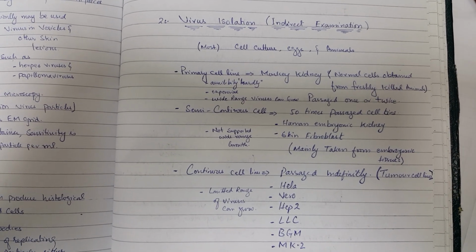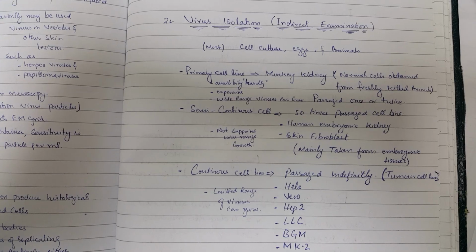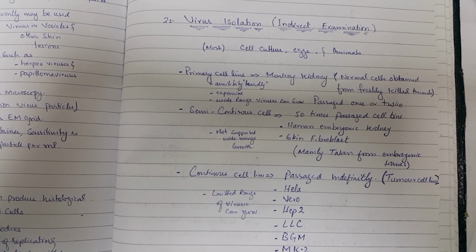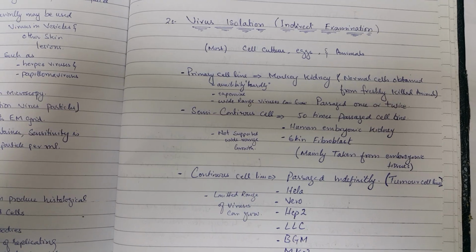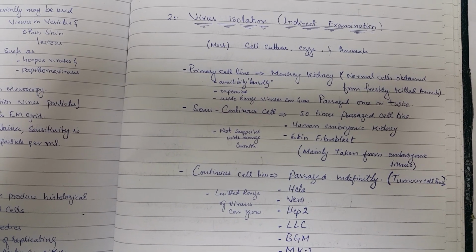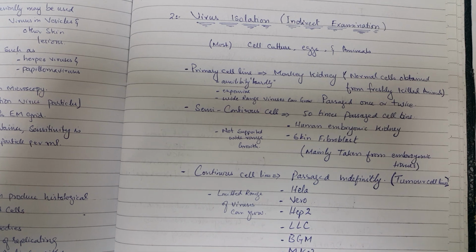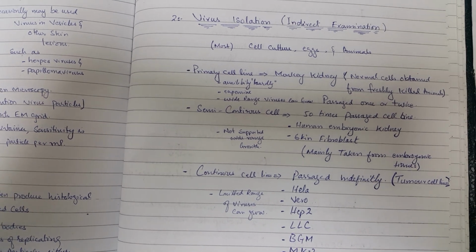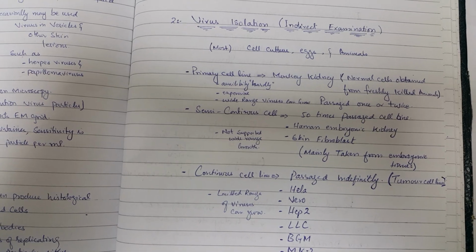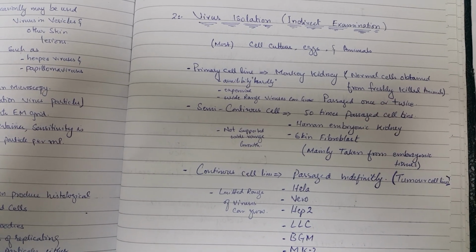The first is the primary cell line, which is monkey kidney or normal cells obtained from a freshly killed animal. The availability of primary cell lines is very limited and they are very expensive, and a wide range of viruses can grow on these cells, but the passage is only once or twice, so we cannot preserve the culture for a long time.